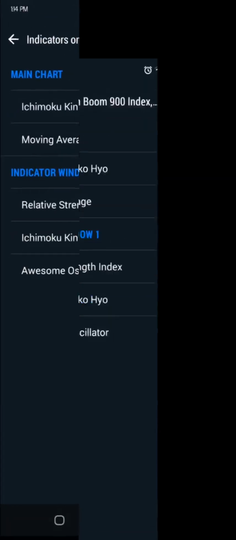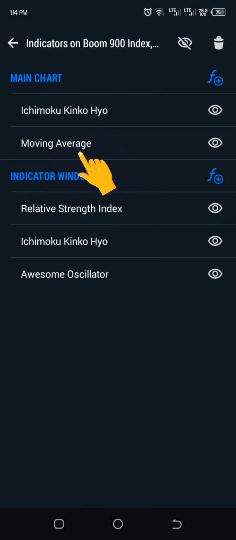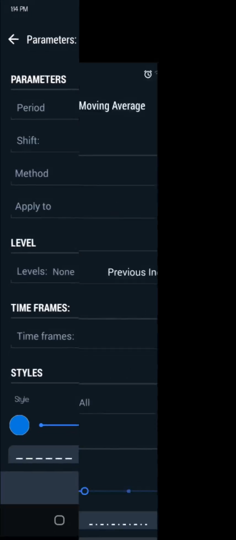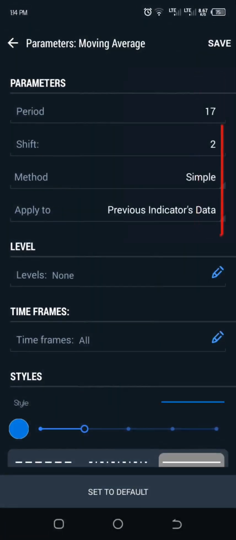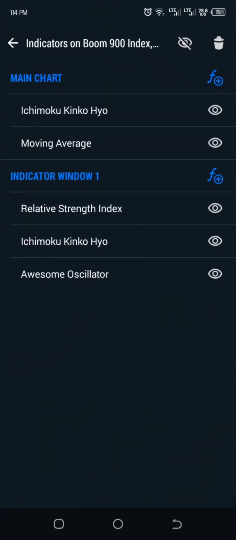Now moving on to the next indicator, which is the moving average. The way I set this up, you click on this moving average right here, and these are the parameters. The period is 17, shift is 2, method is simple, apply to previous indicator's data, and for the style, use any color of your choice and click on save. So that's the second indicator we are adding for this strategy.